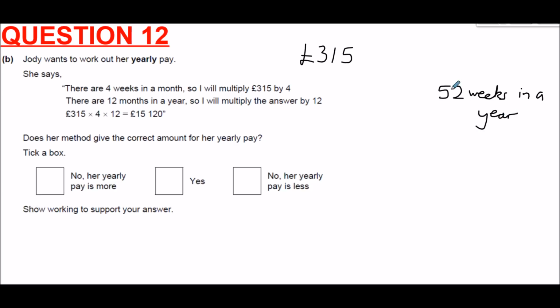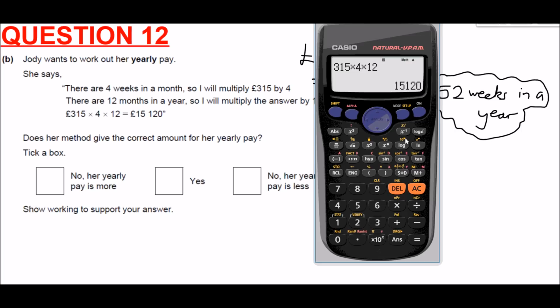So what you could do is think about, well, how would I work out her yearly pay? What I'd suggest doing is just 315 multiplied by how many weeks there is in a year. So 315 multiplied by 52. Let's see what that gives us. £16,380.